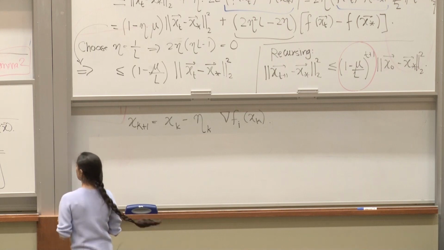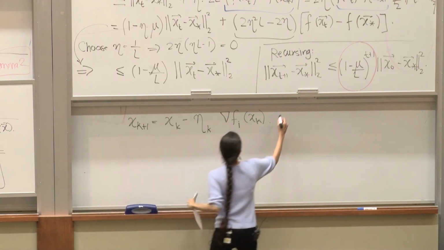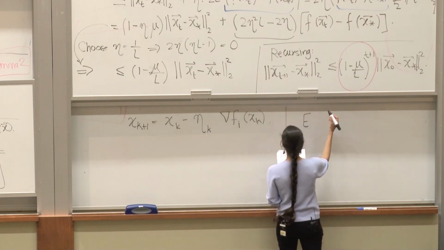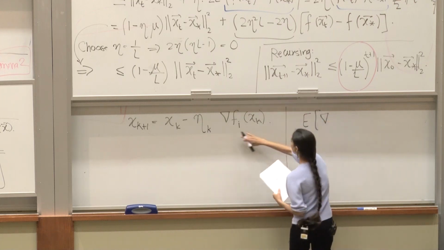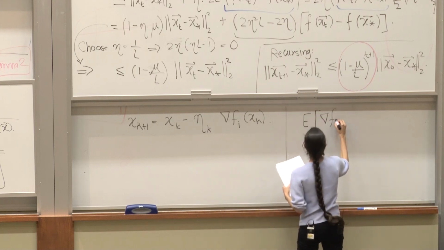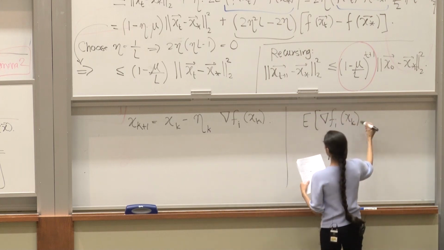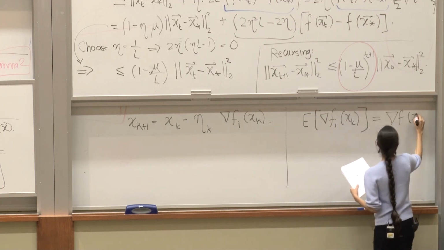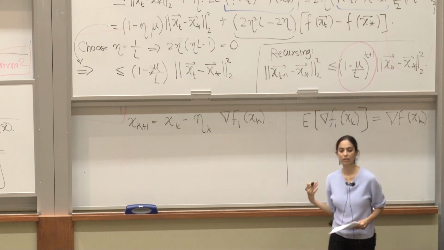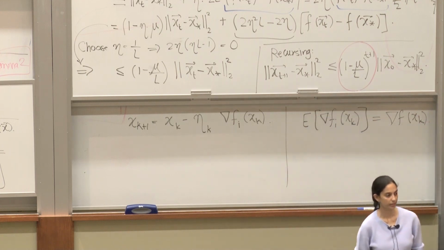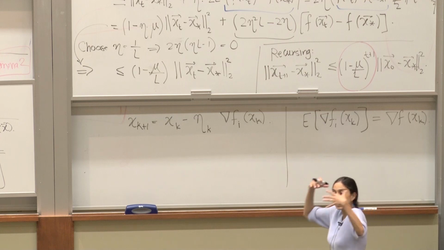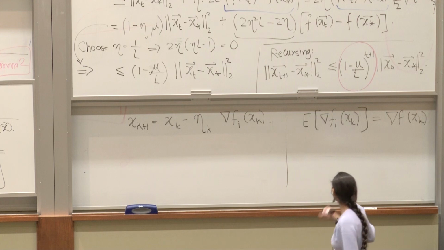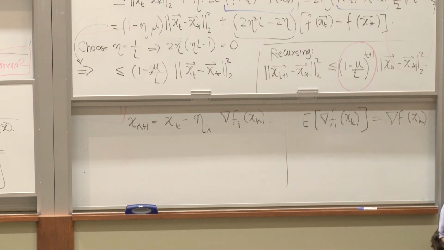So one nice thing to note is that in this case, I won't prove it here, maybe we can do it next class, that the expected value of this quantity is exactly equal to the gradient. So when you take a step of a stochastic gradient descent algorithm, in expectation, you're moving in the direction of the gradient, but actually what you have is some amount of noise.